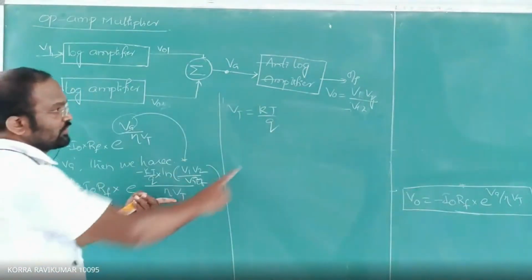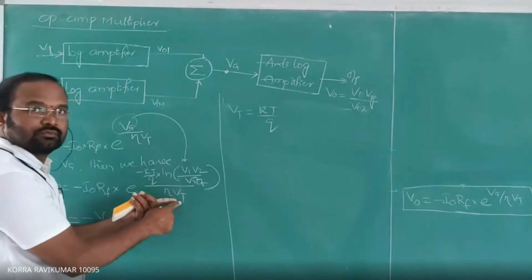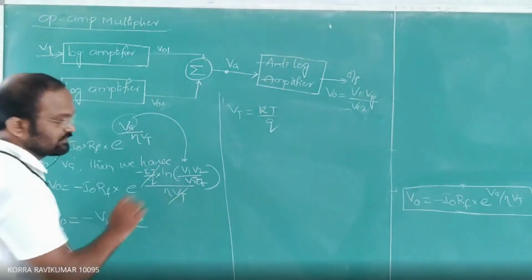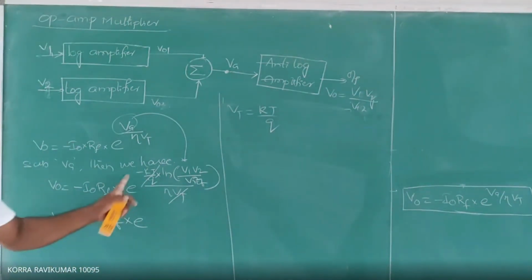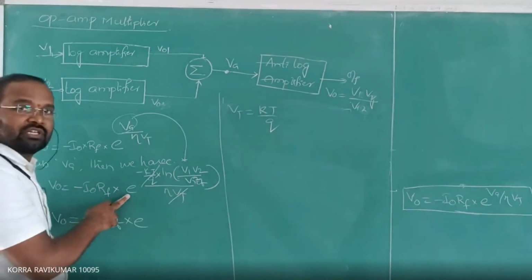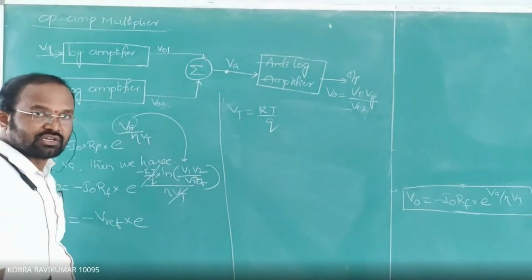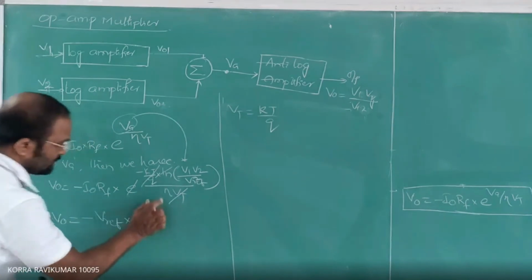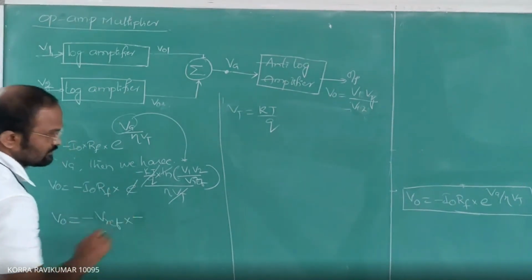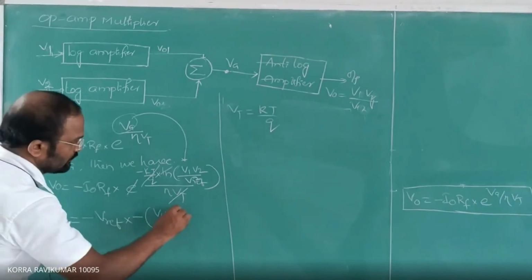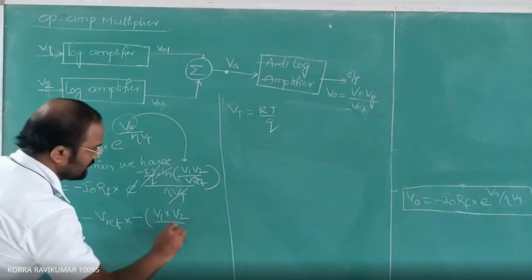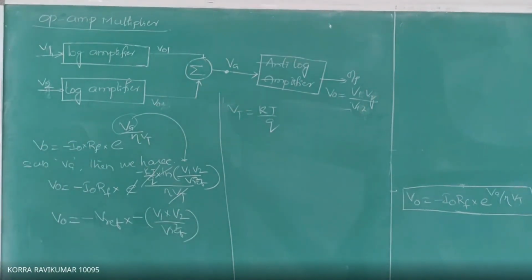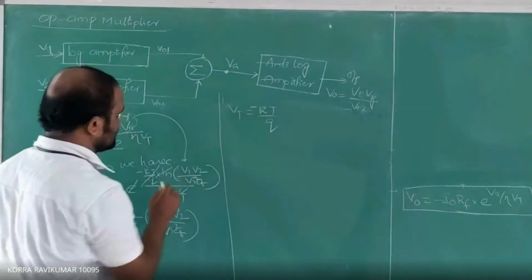Here Vt equal to Kt by Q. In place of Vt, substitute Kt by Q. Then this Vt and this Kt by Q get cancelled. This one and this one get cancelled. Then in the remaining expression, this is exponential and this is natural logarithm, so these two go out. Then the final expression becomes minus of V1 into V2 divided by V reference square. Is it clear? This minus also will go out.